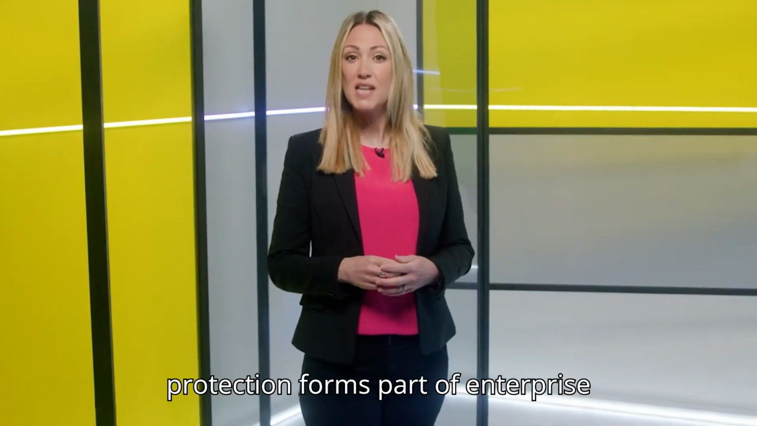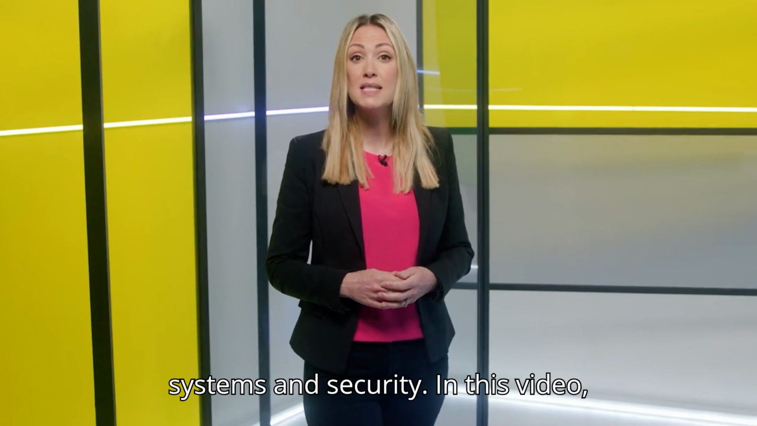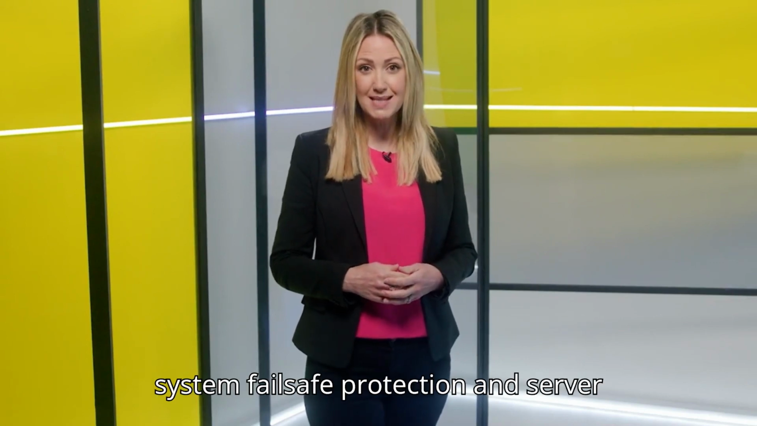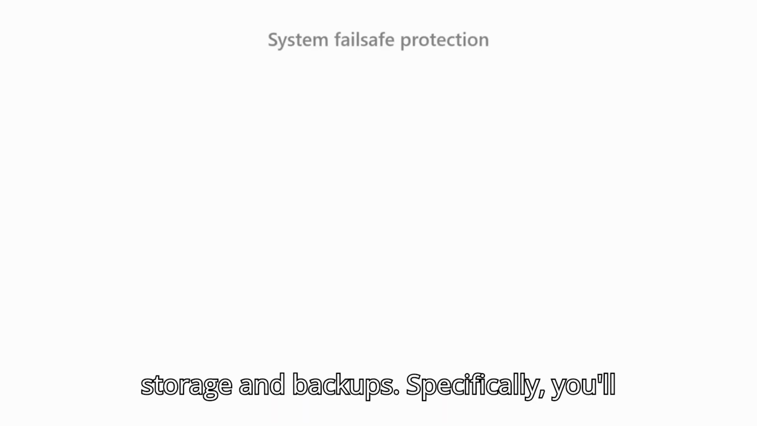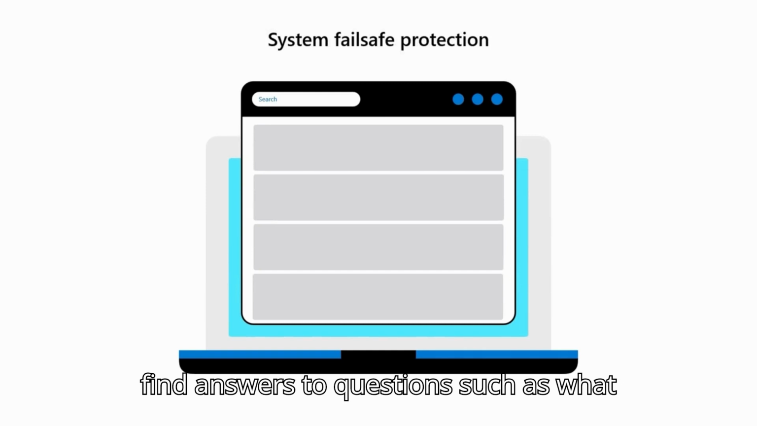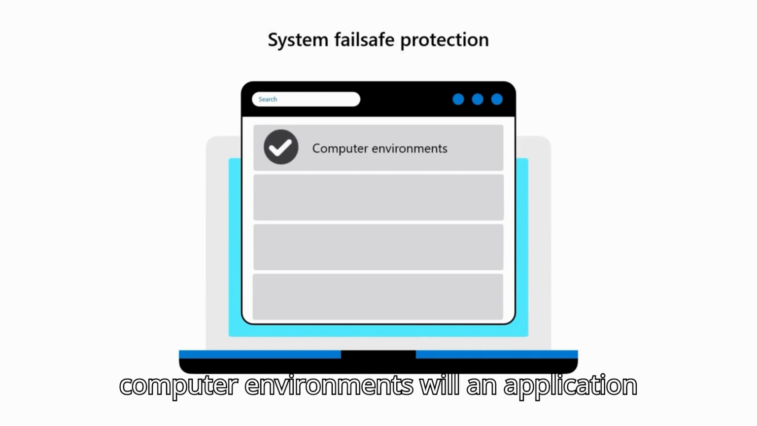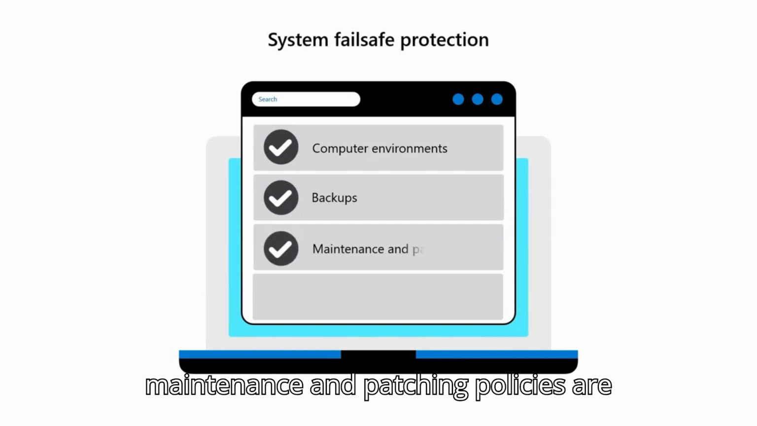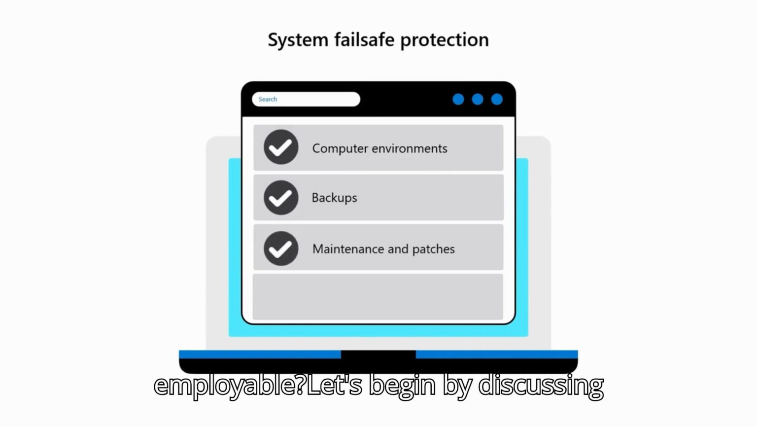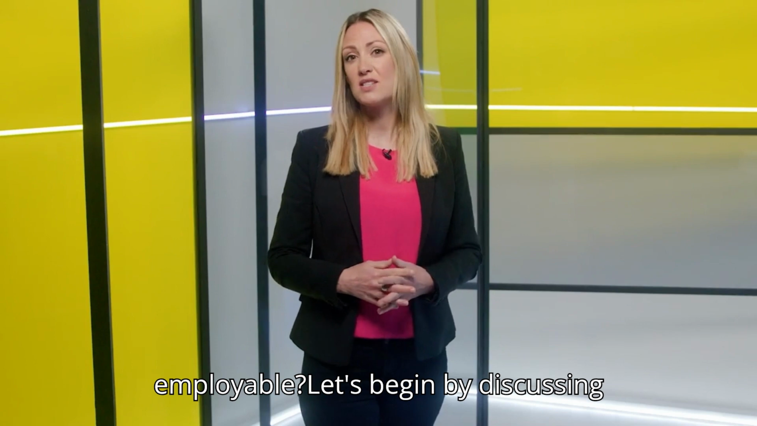System fail-safe protection forms part of enterprise systems and security. In this video, you'll establish the relationship between system fail-safe protection and servers, storage, and backups. Specifically, you'll find answers to questions such as, what computer environments will an application run on? Are there backups? And what maintenance and patching policies are employable? Let's begin by discussing servers.